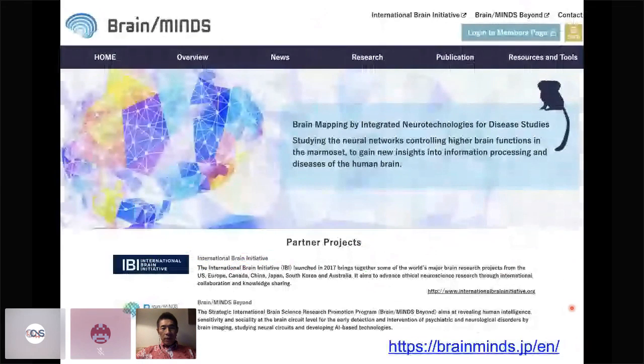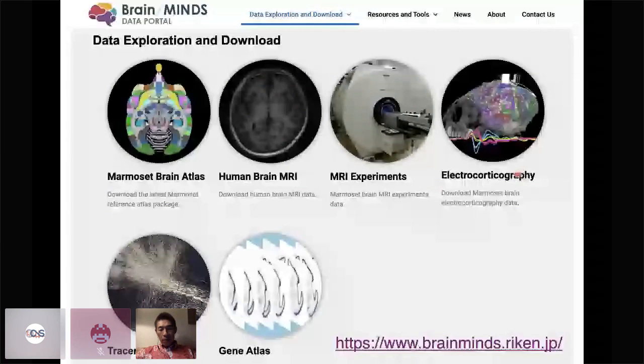Okay. Another more recent work we have been working on is in Japan's Brain/MINDS program. This is a flagship neuroscience program using marmoset monkeys. This is the main website, and we also have a dedicated data portal, Brain/MINDS Region JP. Here we have different kinds of data, like a basic brain atlas, and also some human data to eventually translate what we found in the marmoset brain to human medical applications.